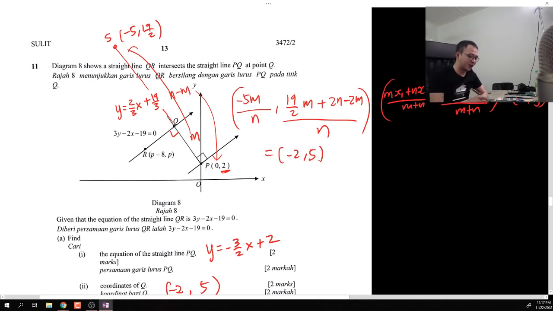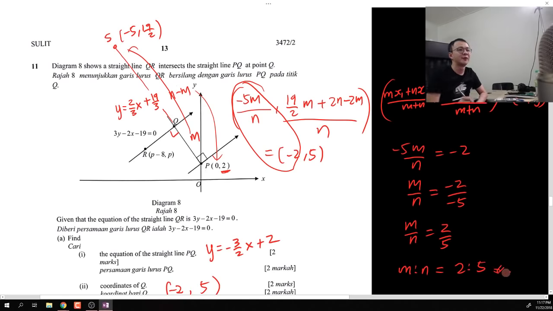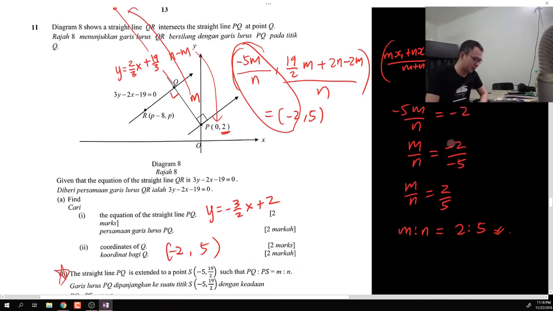So it equals the coordinate Q, which is negative 2, 5. So in order to get the ratio, you just need to pick one of them. So I pick the x value already. Negative 5m over n equals negative 2. So m over n equals negative 2 over negative 5, which is 2 over 5. M ratio n equals 2 ratio 5. Alright, so yeah, this is how to get the ratio.